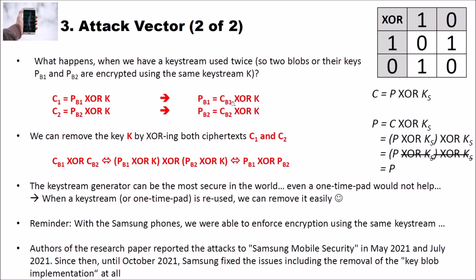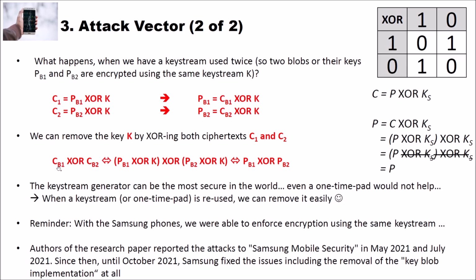So when we use the same key stream again on our ciphertext B1, we get our plaintext B1, our key stored in the key store, PB1. And when we do the same here for our second key, our second plaintext B2, when we XOR the key stream on the ciphertext B2, we get our plaintext B2. Now we have two ciphertexts here, C1 and C2, both encrypted using the same key stream. And now is the problem, or the attack vector that we actually have. We can remove the key K by just XORing both ciphertexts C1 and C2. So we have, and this is CB1 and CB2, of course.